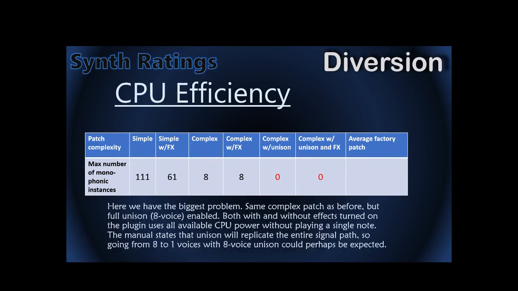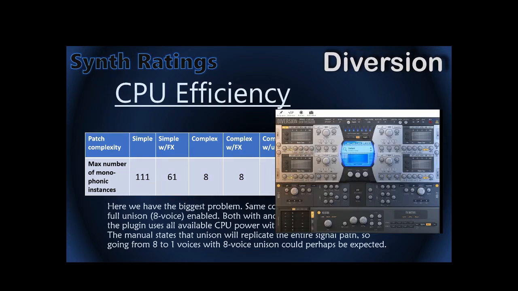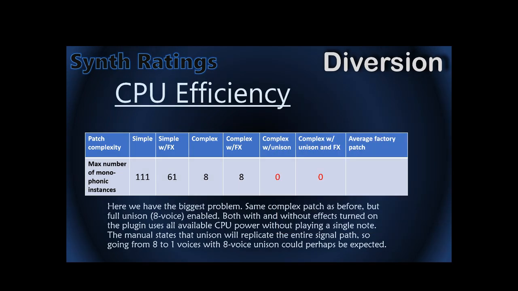Well, the shocking result is that the same complex patch as before, with no effects, but full unison 8 voice enabled, will not play at all. The same thing happens with effects turned on, obviously. So the plugin uses all available CPU power without playing a single note. The manual states that unison will replicate the entire signal path, so we should maybe expect going from 8 to 1 voice here, but as you can see we get 0. So this is disappointing.